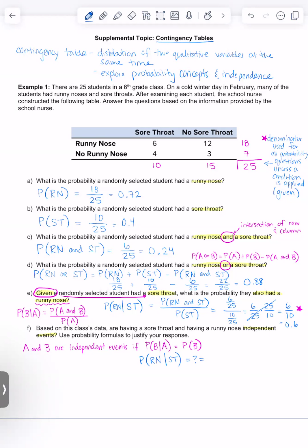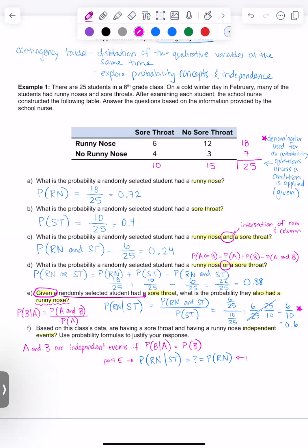Okay, so take a look. I replaced event B with having a runny nose, and I replaced A with a sore throat. So we want to test whether or not this is the same as the probability that the student has a runny nose. If these two are the same, then having a sore throat has no impact on the runny nose itself. Okay, now, as a trick, I said we were going to use something we'd already written. So this right here is part E, and if you actually look up above, this other side is part A. So we know the numbers that we need to substitute on either side of this equation. So on the left side, I'm going to substitute the answer I got in part E, which was 6 out of 10. And I want to know, is that the same as the answer we got in part A, which was 18 out of 25?